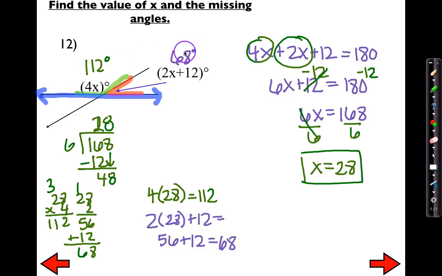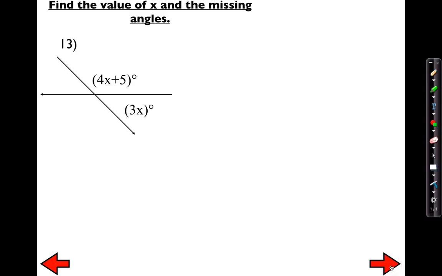Now, one thing to do that's going to be great for you is to check to see if they actually add up to 180. So I'm going to check. Does 112 and 68 really add up to 180? The answer is yes. So I'm pretty confident that this missing angle is 112 and this angle is 68 degrees. Okay, so now I'm going to challenge you. I want you to pause the video and try number 13 by yourself.